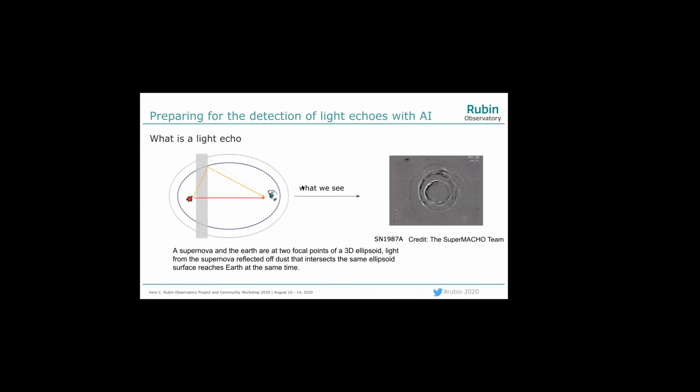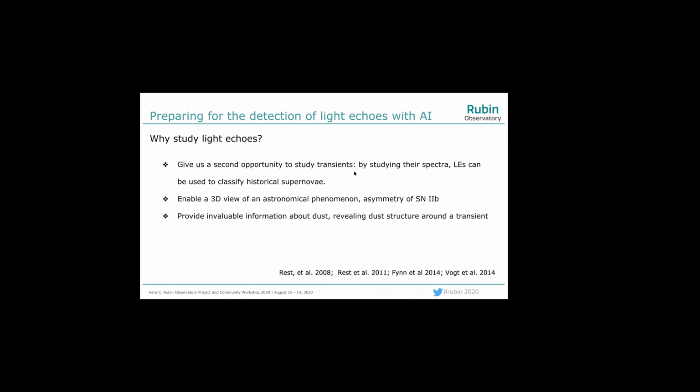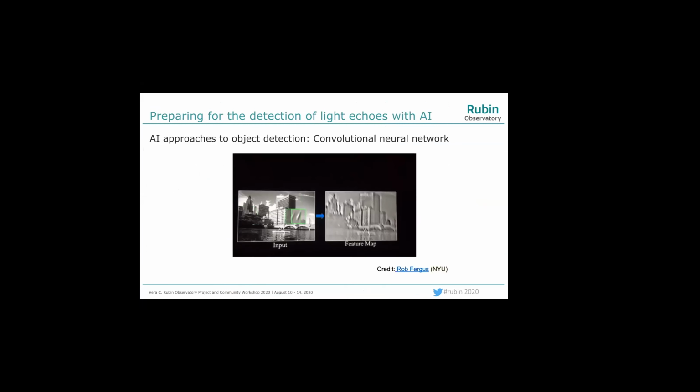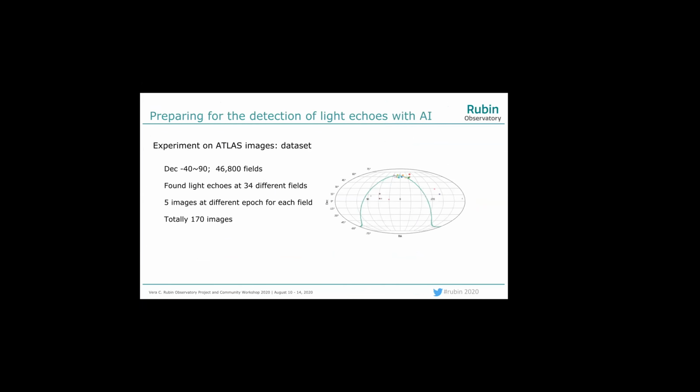I was just wondering whether you're using the time domain evolution of the light echo, since there are many time domain neural networks now, or are you using only single epochs?